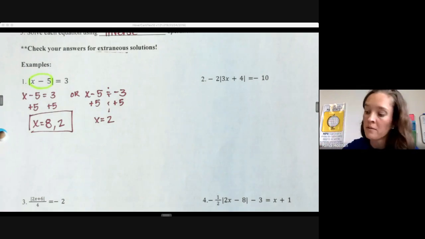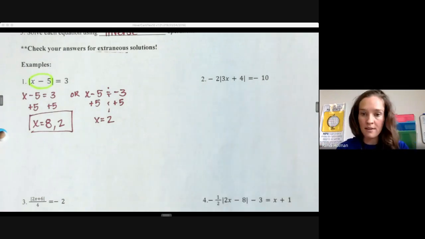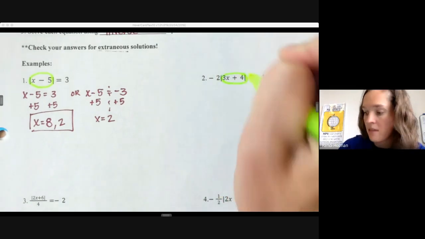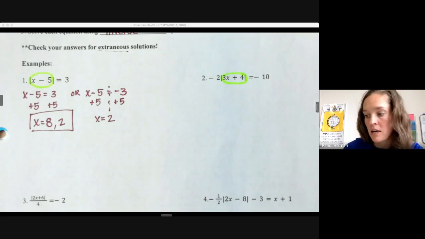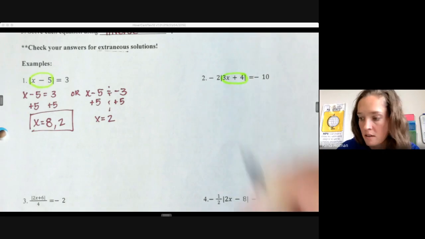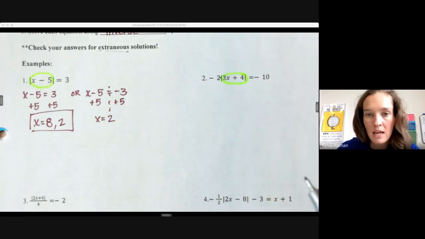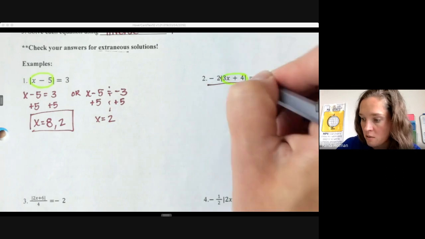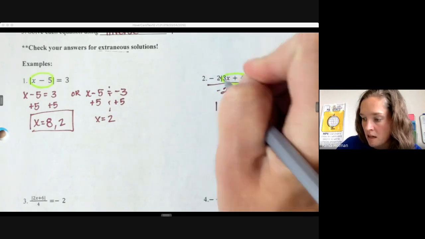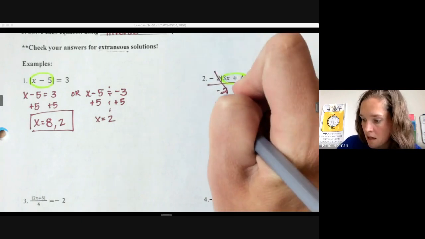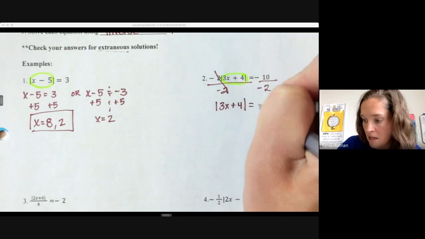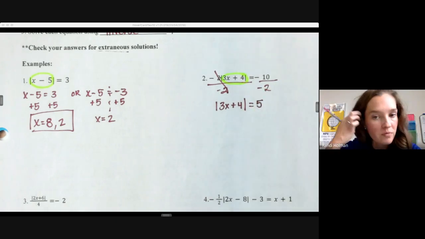Okay, let's try another one here. So again, identify where your absolute value is. It's this thing here. So we're going to get that thing by itself. Right now it's not, so we need to isolate that thing. This -2 is just squished next to it. That is multiplication. The inverse operation of multiplication is division. So we're going to divide both sides by -2. Then here, -2 divided by -2, you get the absolute value of 3x plus 4 equals -10 divided by -2 is +5.